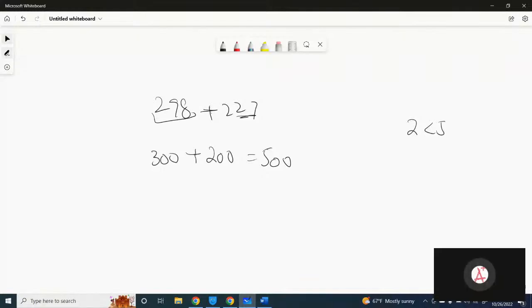If you have any problem again, just write a message. You have to estimate the numbers. Estimation is a bit different from rounding off. Here you have 298, so you have to round off to the nearest 100. 298 is near to 300, so you can estimate the number to 300. And then you have 227, so you can estimate it to 200. So 300 plus 200 is 500. You can adjust the numbers according to your need. So the estimated answer is 500.